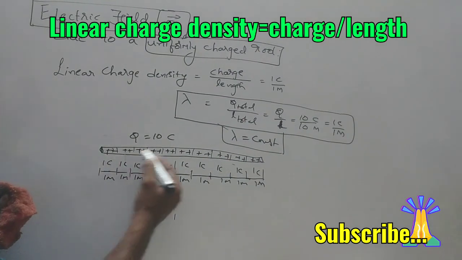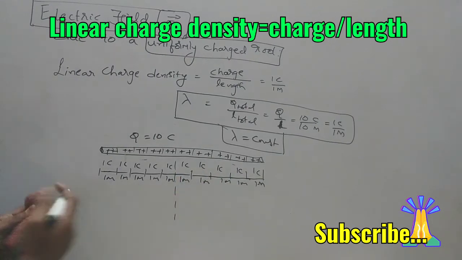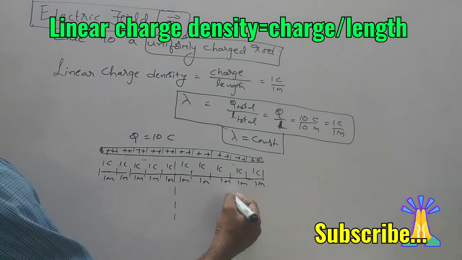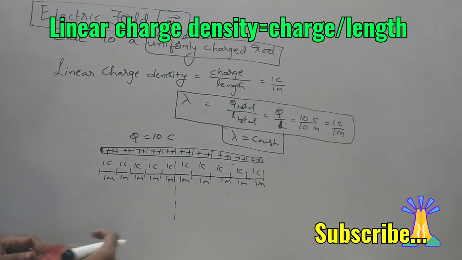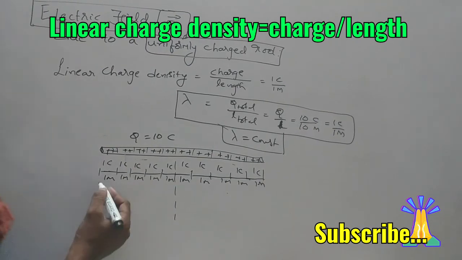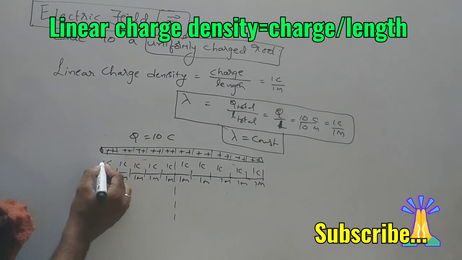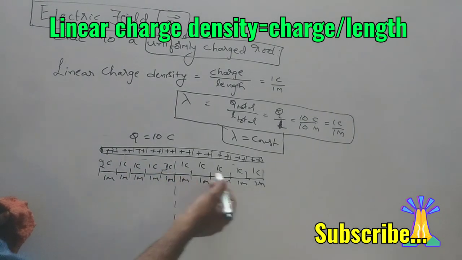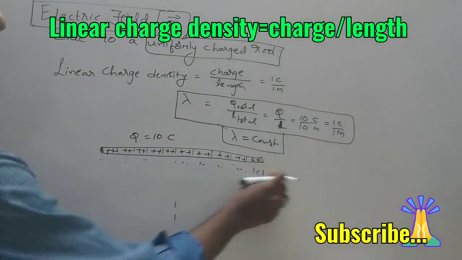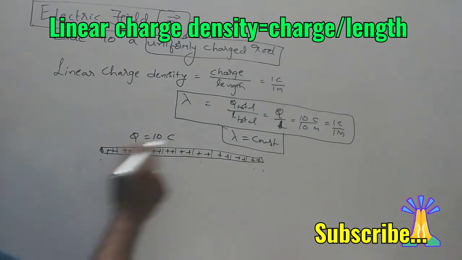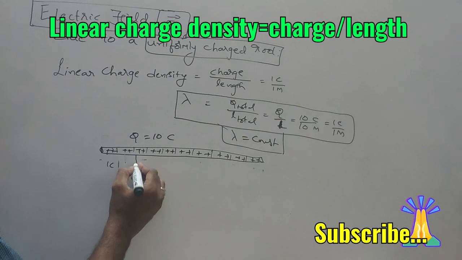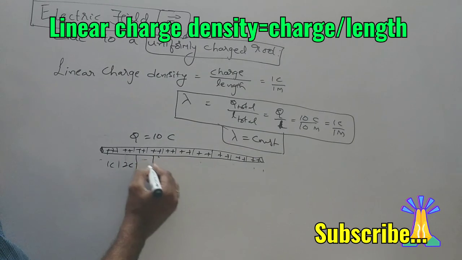So if the charge is not distributed uniformly, then lambda varies. Suppose, for example, in a non-uniformly charged rod, instead of 1 coulomb, here 2 coulomb is there, here 1 coulomb, here some 3 coulomb, like that. In the first 1 meter, 1 coulomb is there, in the next 1 meter it may be increasing, like 2 coulomb, or in the next meter 4 coulomb, like that.